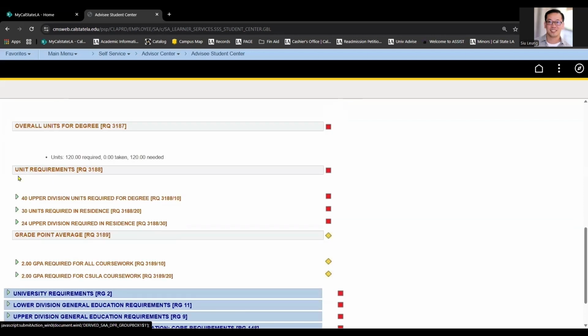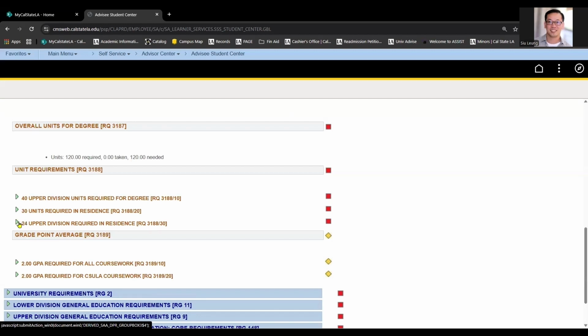And then they go over some unit requirements. So, 40 units upper division, and then you'll see 30 units required in residence. So what in residence means is that those 30 units have to be completed here at Cal State LA. So for example, if you've taken courses and you transfer them in, those are not considered in residence. Also, if you study abroad through the study abroad program from Cal State LA, those are also not considered in residence. So keep that in mind.